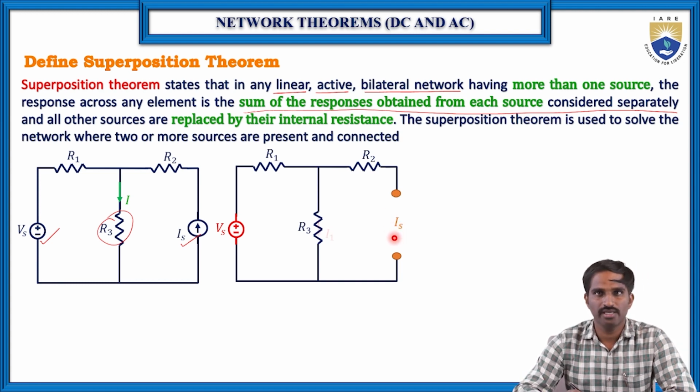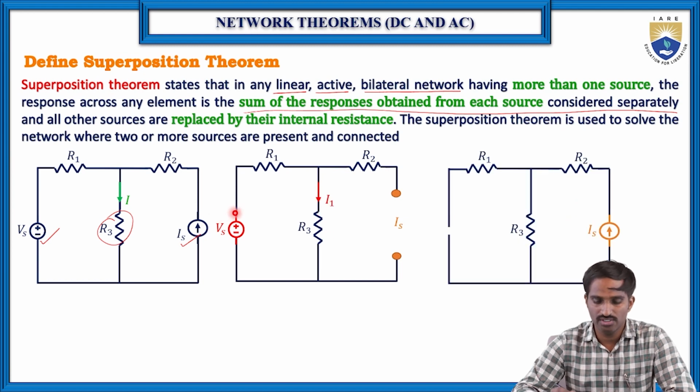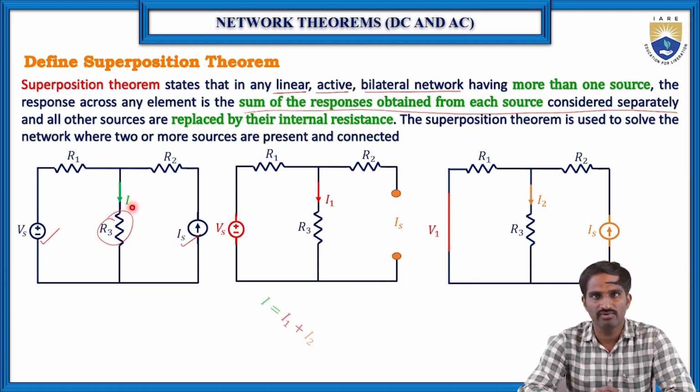Then find the current flowing through R3, which we consider as I1. In the next case, we consider only the current source independently, and the voltage source is replaced with a short circuit. Here we have removed the voltage source and replaced it with a short circuit. Now again find the current flowing through R3, which we consider as I2. Then the total current I is equal to I1 plus I2.